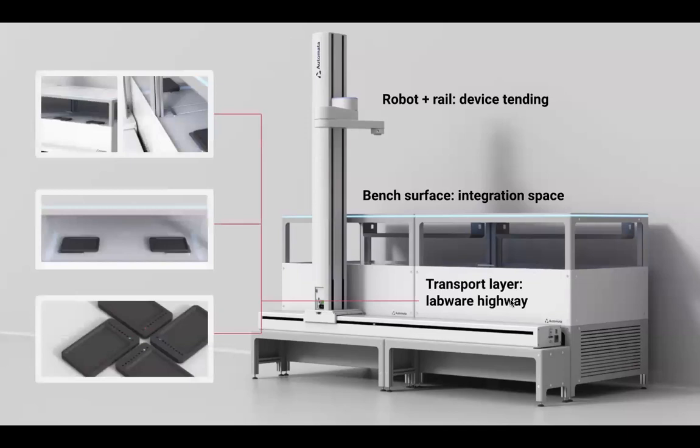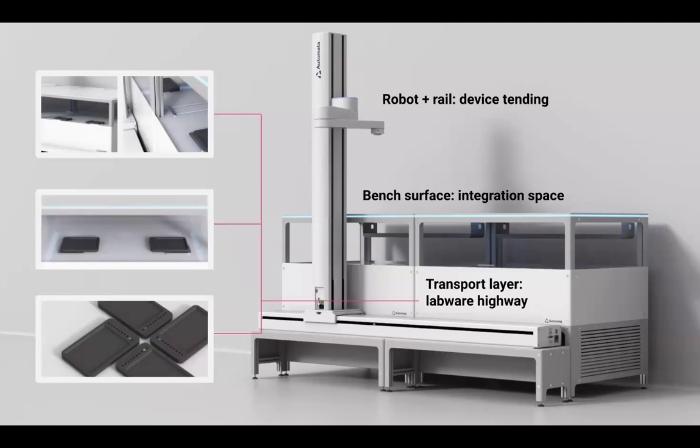And then we have the transport layer. The transport layer is also AKA the labware highway. So this is an area below the integration space where we have these things that I've detailed here. They're little shuttles, and these shuttles are able to hold SBS format samples, reagents, consumables. And what this layer allows is movement across benches and long benches. And what this means is that you're able to utilize a different space for movement of your reagents, so you don't have to just rely on the robot arms.